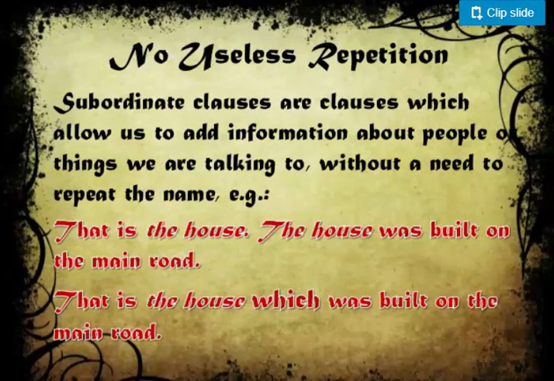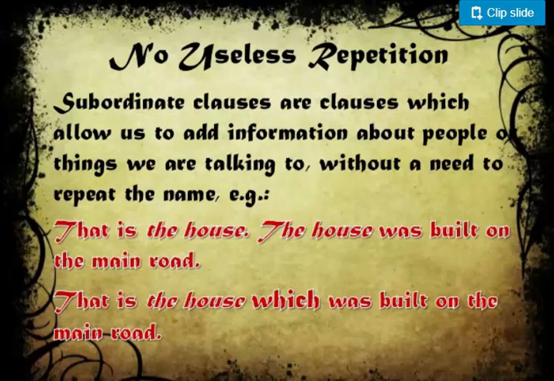Yes, the second function is that we use the relative clause in order to avoid repetitions. If I say this house is beautiful, this house is large, this house contains, so this house is repeated. In order to avoid this repetition, I use these clauses. Subordinate clauses are the clauses which allow us to add information about the people or the things we are talking about without the need to repeat it.